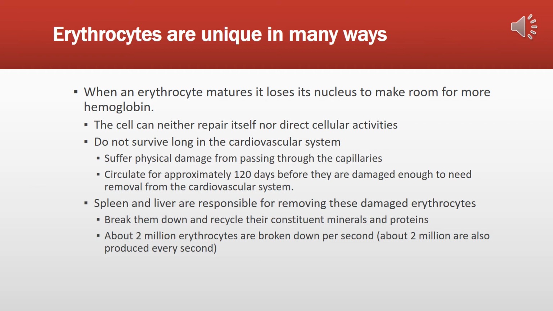And the organs responsible for erythrocyte removal are the spleen and liver. And these organs break down the erythrocytes and recycle their constituent minerals and proteins, or rather the materials which make up the erythrocyte. And we actually break down about 200 million erythrocytes per second. We also produce about 2 million erythrocytes per second. So we're continuously breaking down and replenishing our supply of red blood cells, or erythrocytes.